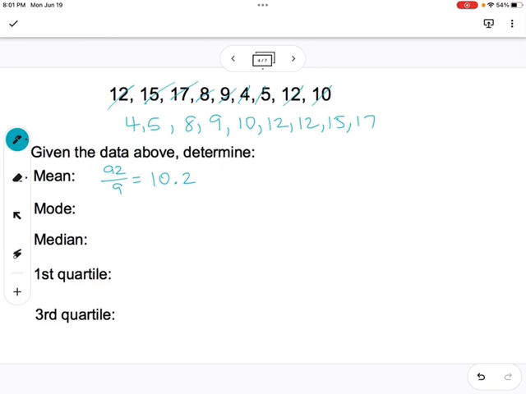Our mode is our most common, so the number we have that is most common is the 12. If there were 2 numbers that were doubles, see right now we just have the 12s that are doubled. If we had another set of doubles, we could have more than one mode. Or if there's only one of each, then there could be no mode.